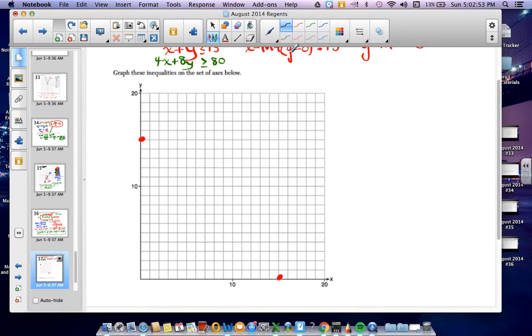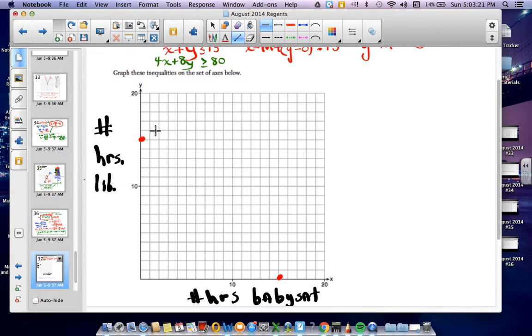And while we're at it, we should label our axes here. So this was the number of hours she babysat, x. And this was the number of hours she was working at the library. Library assistant, library. I'm just going to abbreviate. And now we're going to connect those with a line. It is a solid line, so we don't have to do a dashed dotted line here.